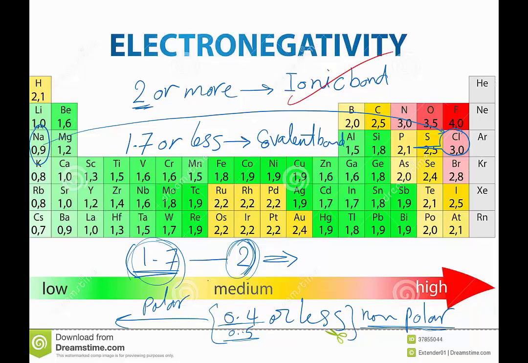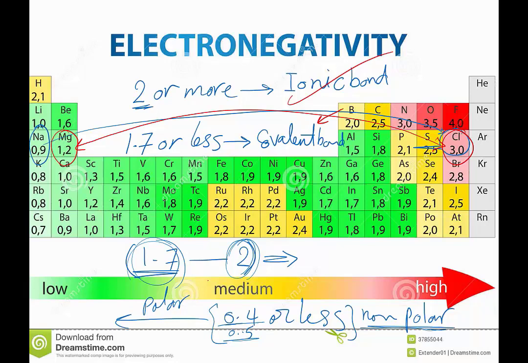Magnesium and chlorine, the magnesium chloride. What's the difference here? What's the difference between magnesium and chlorine? 1.8. So you cannot judge it and say it's ionic, and also you cannot judge it and say it's covalent. But after testing this bond, they found it to be ionic. Okay, they found the magnesium chloride to be ionic.